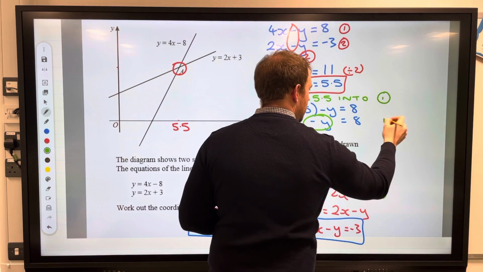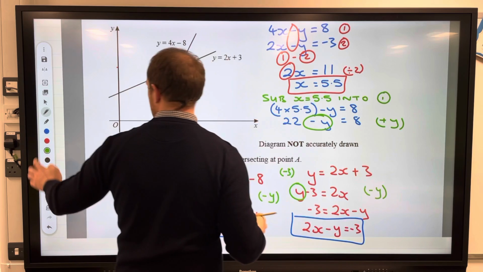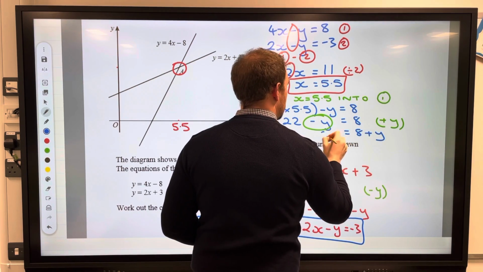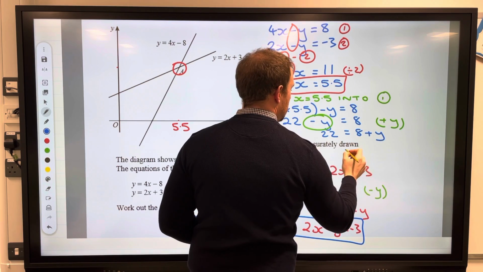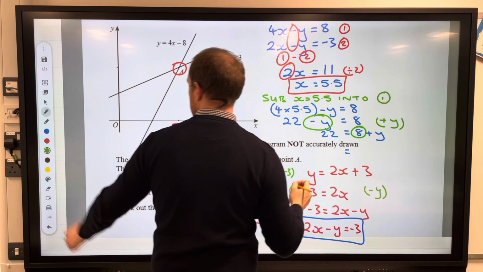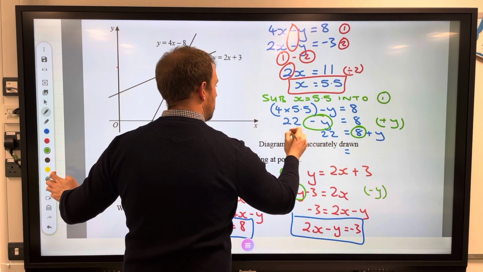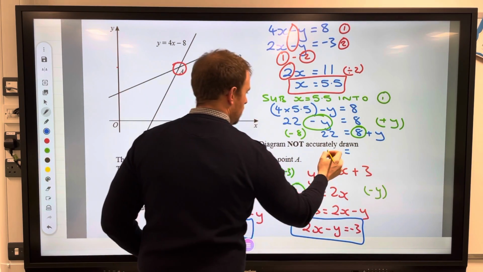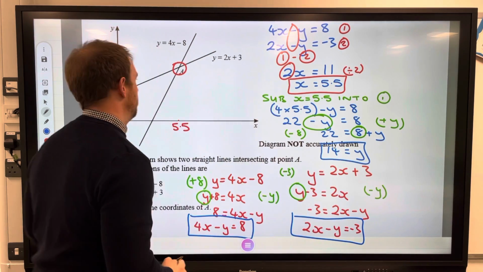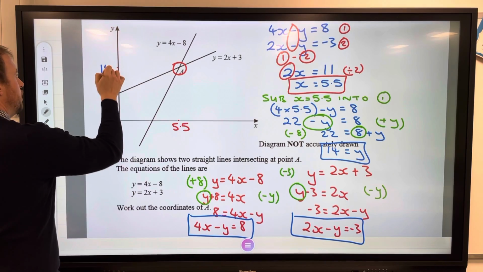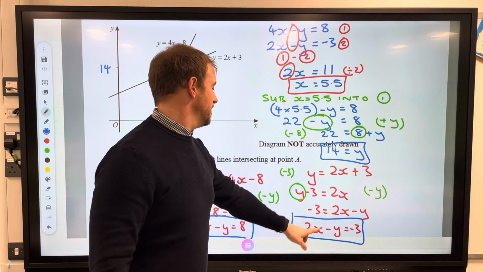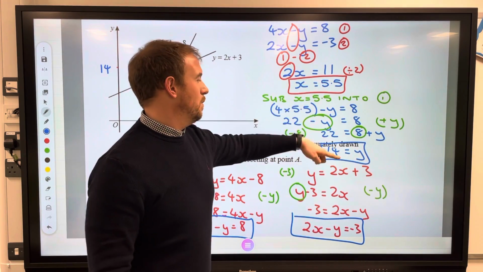Make the y positive. Just 8 plus y equals 22. Subtract the 8, so y is 14. Okay, so this one here would be 14. So underneath then where it says the 2 lines, you'd put x is 5.5 and then y is 14.